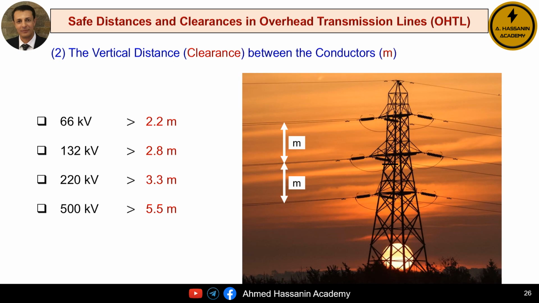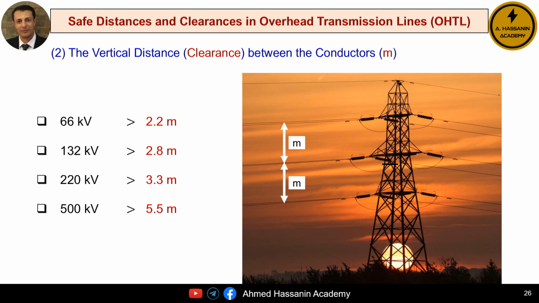The second point is the vertical distance between the conductors themselves, or the minimum vertical clearance between the conductors or between the phases. Accordingly, we find that in the case of an overhead line with a voltage level of 66 kilovolts, the minimum vertical distance or vertical clearance between the conductors or between the wires must not be less than 2.2 meters. In the case of an overhead line with a voltage level of 132 kilovolts, the vertical clearance between the conductors must not be less than 2.8 meters.